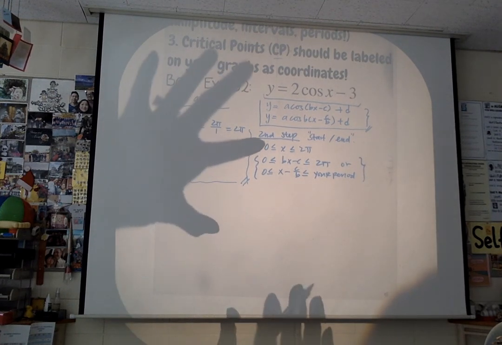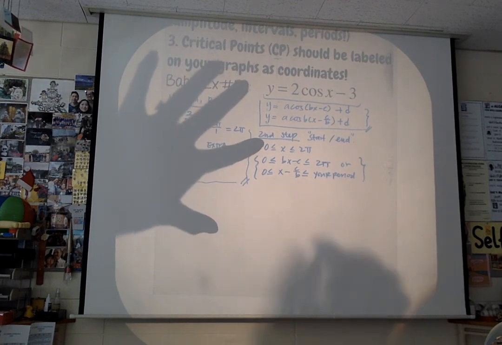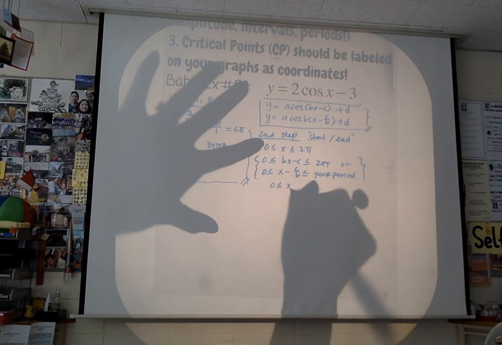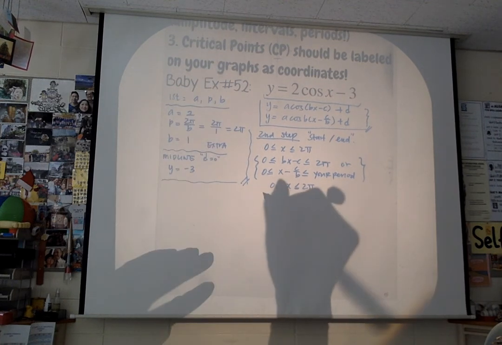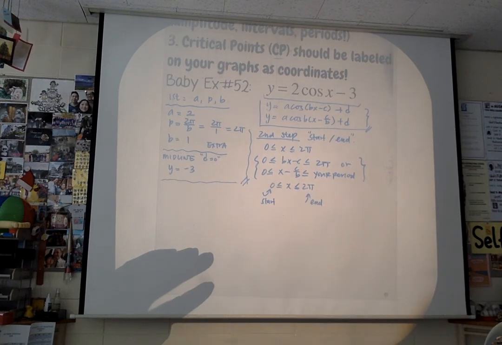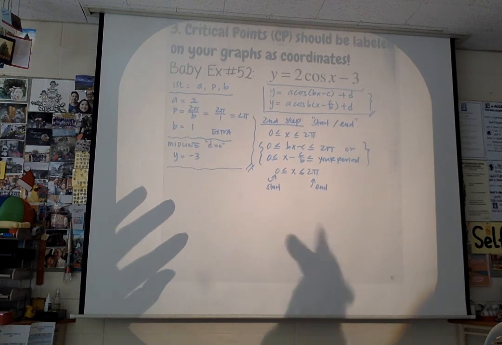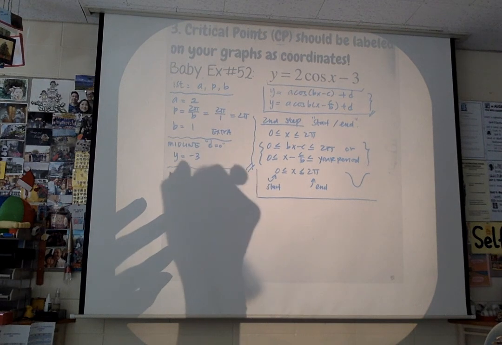In our case, we could just write it this way, because we don't have any c over b. We don't have any phase shift, so we just write 0 is less than or equal to x is less than or equal to 2 pi. This is our start. This is our end. You'll see what I mean by that. So know what to expect: it's a cosine, so you know it's going to go something like that. Now let's do the third step.